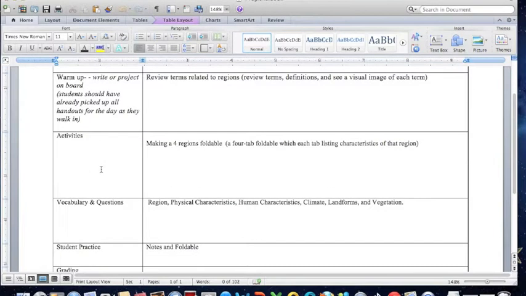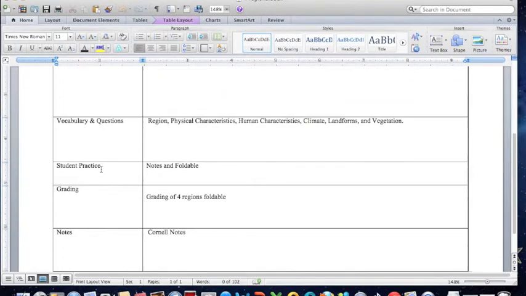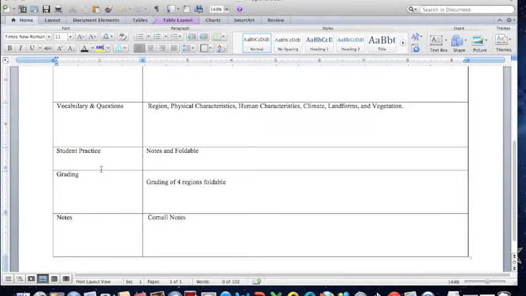Some of the vocab words that we're going to discuss are region, physical characteristics, human characteristics, climate, landforms, and vegetation. Students' practice will be notes and a foldable. The only grading that would occur would be the grading over the 4 regions foldable that they make. And the type of notes that we will be using are Cornell notes.